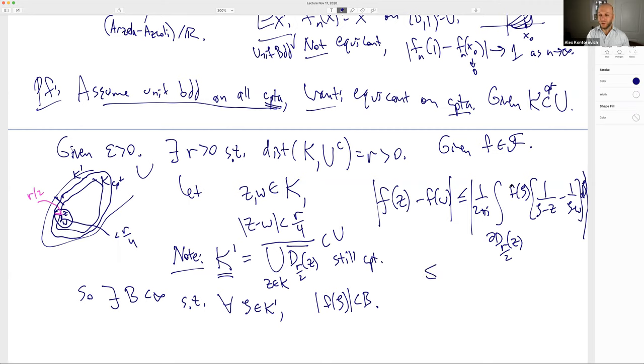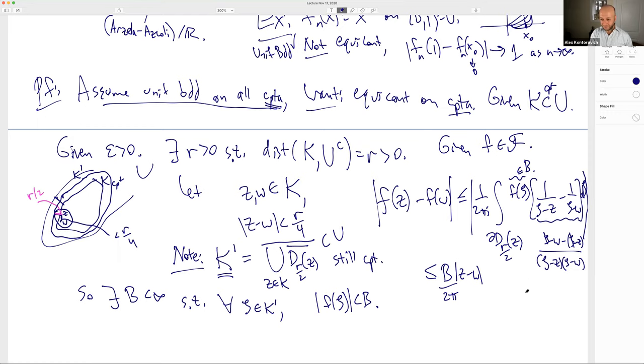I can pull out the worst value of f of zeta. Every point in this boundary of a disk of radius r over 2 is contained in K prime, and so f of zeta is bounded by B. I have this 1 over 2 pi, doesn't matter. What can we say about this? This is equal to zeta minus w minus zeta minus z over zeta minus w, zeta minus z, just combining the denominators. The two zetas on top cancel out, and so I get a z minus w. Let's pull that out. That doesn't have anything to do with zeta.